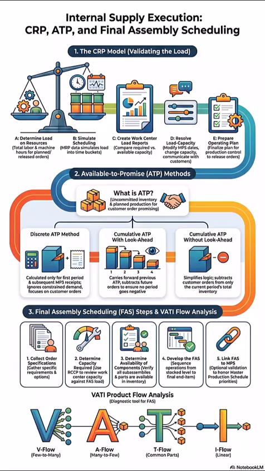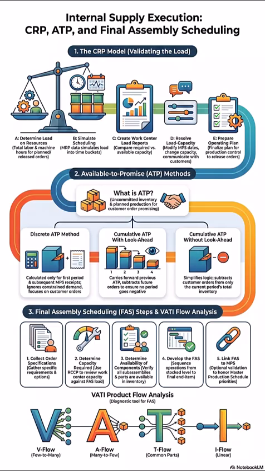It really is. Our mission today is to unpack 3 critical pillars of manufacturing supply chains that make all this possible. We're looking at capacity requirements planning, which is known as CRP, available to promise calculations, or ATP, and final assembly scheduling, the FAS. Right, and we're specifically looking at how these 3 distinct layers act as sequential reality checks. Sequential reality checks, I like that.